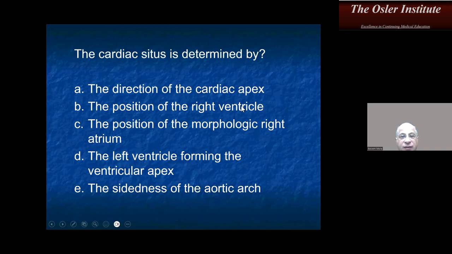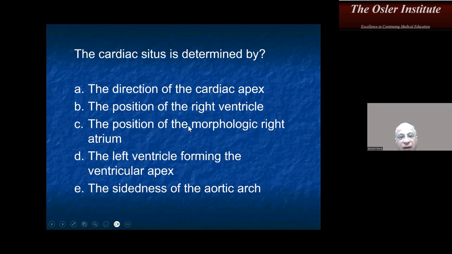The position of the right ventricle. Well, the right ventricle could be on the right, could be on the left of the myocardial mass. In corrected transposition, the RV is a left-sided RV, but that doesn't really determine the situs necessarily.